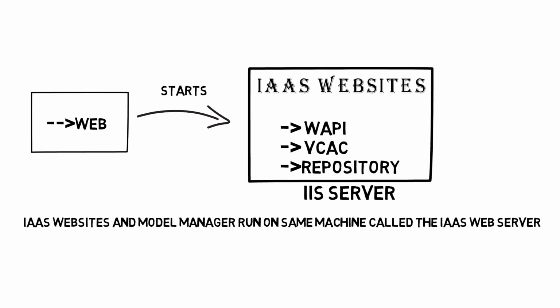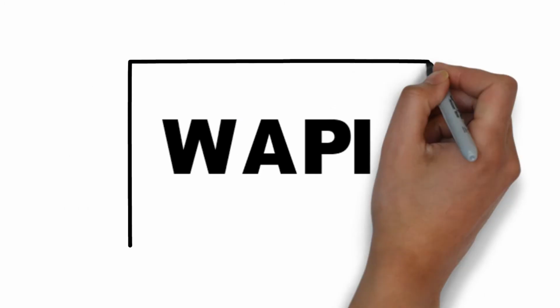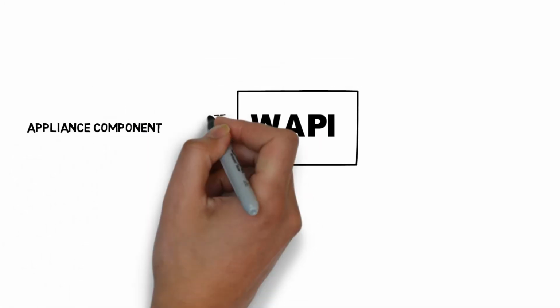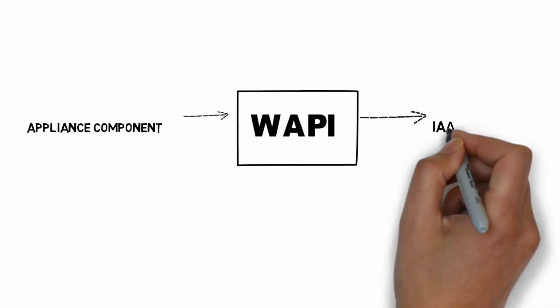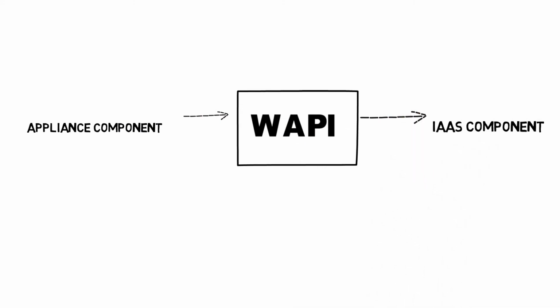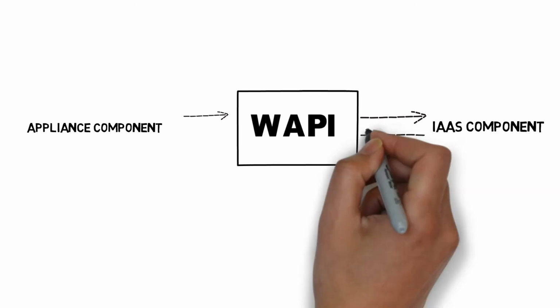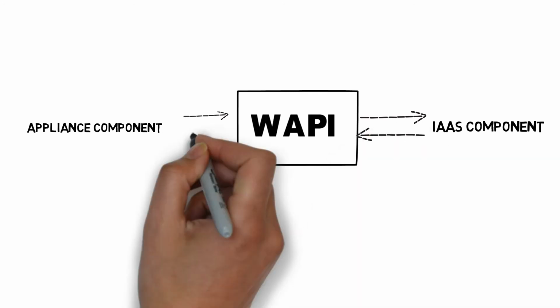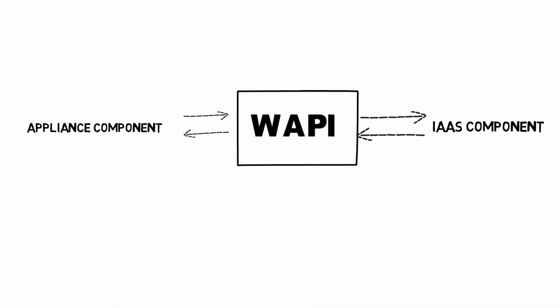Since we are on this topic, let us also discuss the purpose of the huapi, the vCAC, and the repository websites. First up, we have the huapi. The huapi website acts as the point of contact for all communication between the appliance and the IES components. That is, if the appliance has to contact IES components, huapi is the one it will contact. Similarly, all information from IES to the appliance goes through huapi.